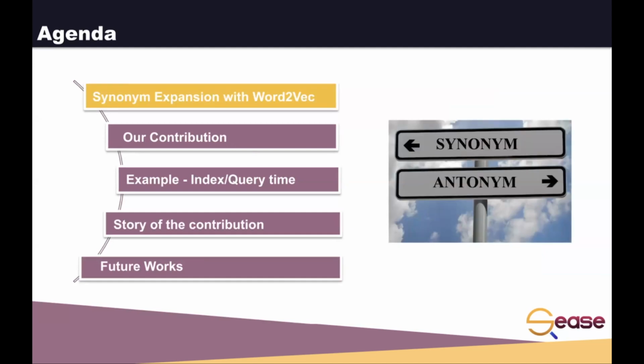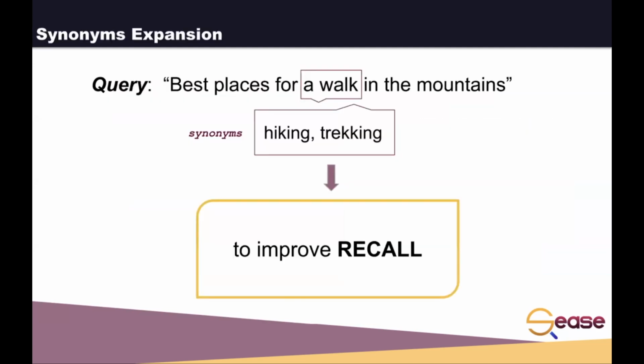So let's get started. Why are synonyms important? We want to improve recall. Recall is the number of relevant documents that are retrieved over the total number of relevant documents. So if we are querying, for example, best places for our work, I also want to retrieve documents that contain hiking or trekking, because maybe they are relevant.